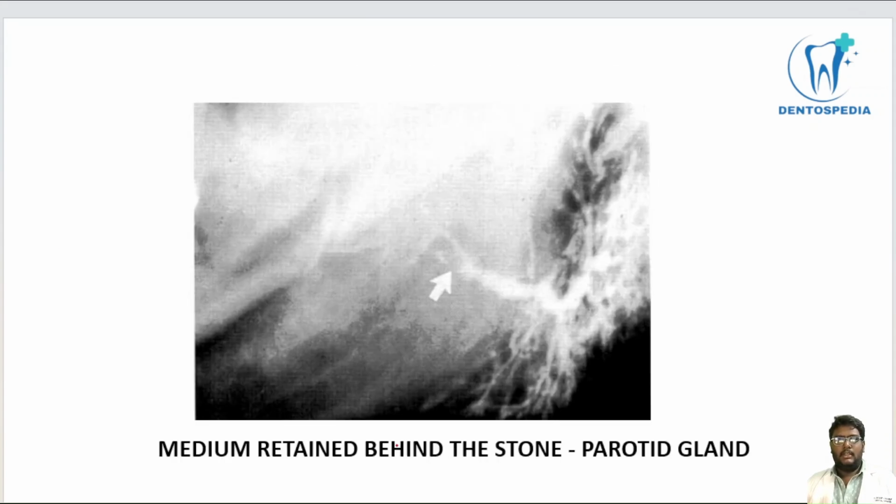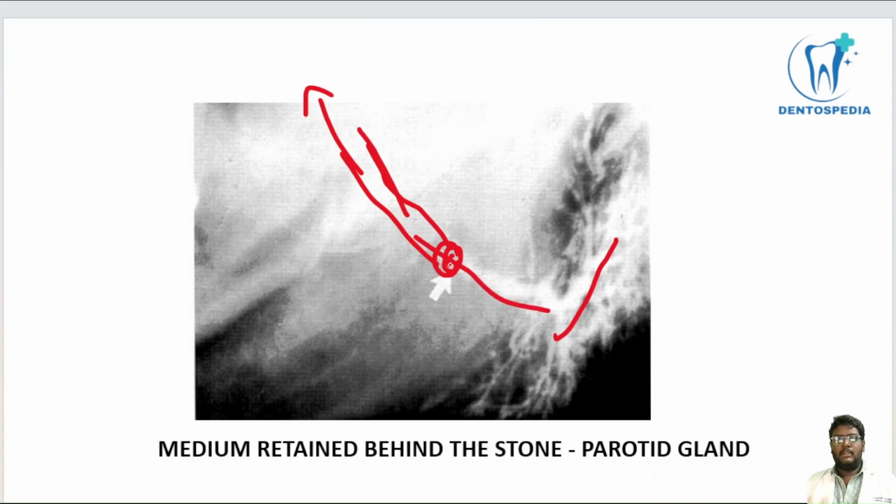Here you can see the medium retained in the gland. This is the glandular duct, and there is a stone here, right? During the evacuation process, the contrast medium will be easily evacuated. This portion of the gland will be cleaned out, but because of the presence of the stone, the contrast medium here will not get evacuated. The stone is obstructing the pathway. That's why you can see the medium retained behind the stone. These are all the appearances of calculus.